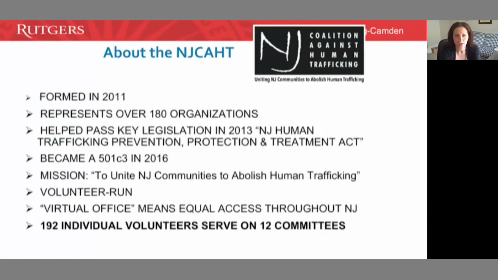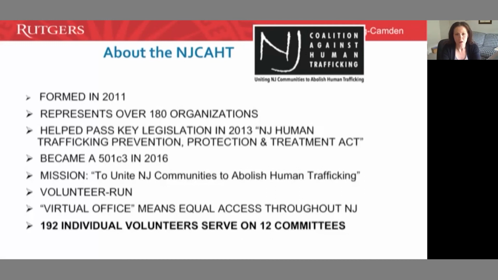Its members are currently representative of over 180 organizations in this state, and its coalition helped to pass key legislation in 2013, the New Jersey Human Trafficking Prevention, Protection and Treatment Act, and this became a law in 2016. This is a volunteer-run coalition with about 20 committees. Some of the committees are the Education Committee, the Healthcare Committee, which Renee and I are a part of, as well as the Awareness Committee.